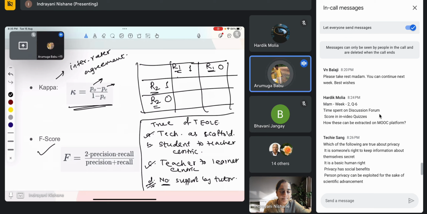I will post it. Okay, yes, that would be great. Yeah, that would be great. I will read it, and yeah, that will be better.